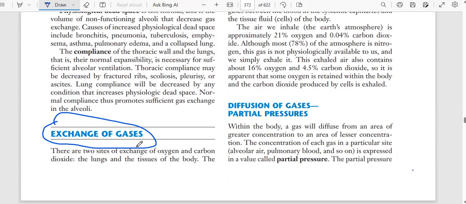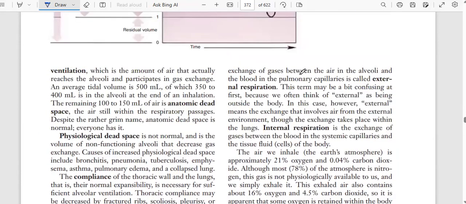How are the gases exchanged? Okay. There are two sides of exchange of gas, oxygen and carbon dioxide, between the lungs and the tissues of the body. The exchange of gases between the air in the alveoli and the blood in the pulmonary capillaries is called external respiration. The term may be a bit confusing at first because we often think of external as being outside the body. In this case, however, external means the exchange that involves air from the external environment. So the exchange takes place within the lungs.